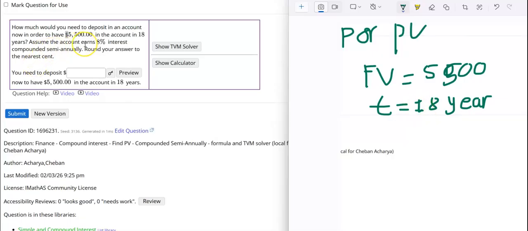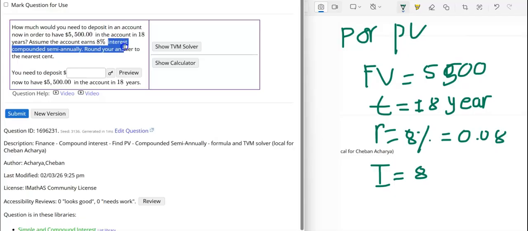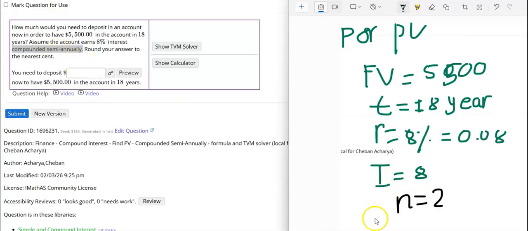And the interest on the account is 8%, so R equals 8%. But remember that if you use the formula, you use 0.08. If you use the TVM solver, you use I as 8. Remember that there are two ways you can do this question: either you use the TVM solver, where we use the I value of 8, or you use the formula on the calculator, where I use R as a decimal. And the amount is compounded semi-annually, which is n equals 2.